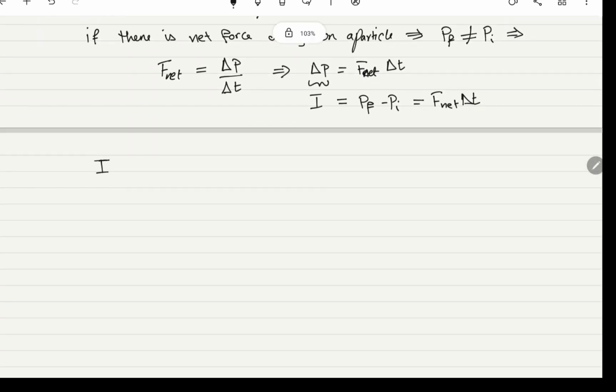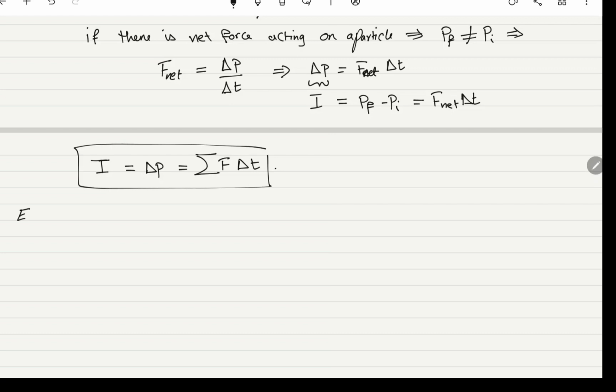Impulse equals delta P, which equals the sum of all forces, delta T. By the way, F net is the same as the sum of all forces here. And remember, there is impulse if there is a net force acting on a particle. But if the net force acting on a particle is equal to 0, then momentum is conserved and P final equals P initial.